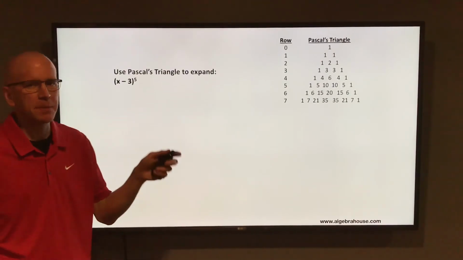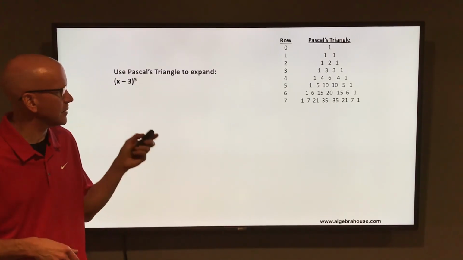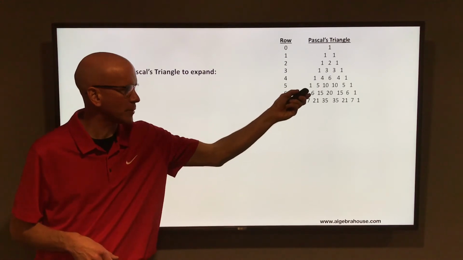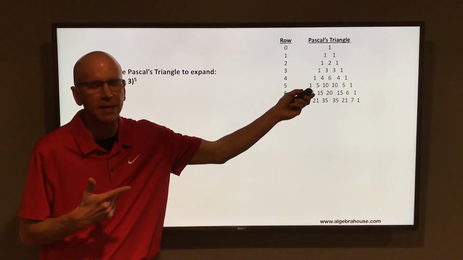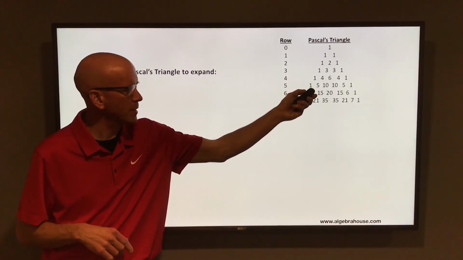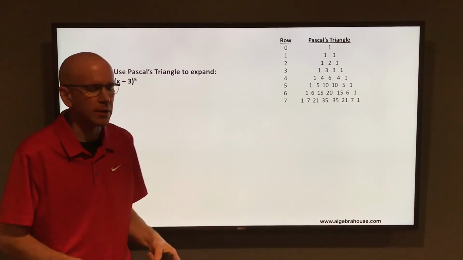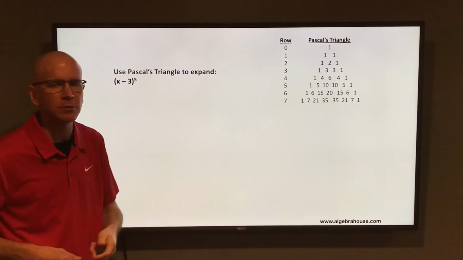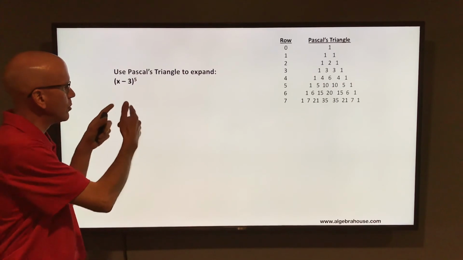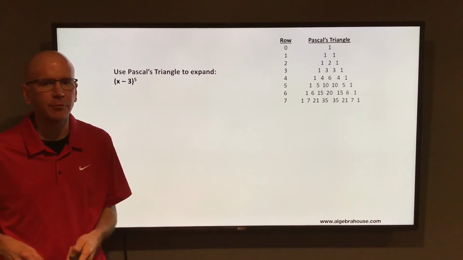We're going to expand x minus 3 to the 5th power using Pascal's triangle. So we want to go to row 5 for our coefficients. The coefficients on row 5, meaning the exponent is 5, would be 1, 5, 10, 10, 5, and 1. So on your paper, you'll space those coefficients out, give enough room so that you get the x and the negative 3 in as well.